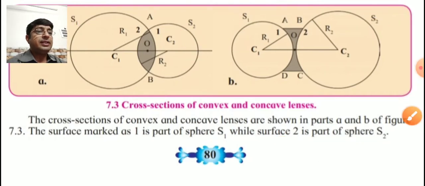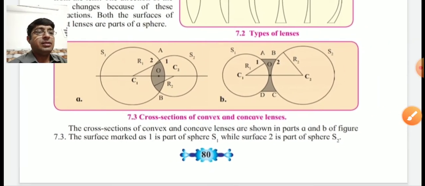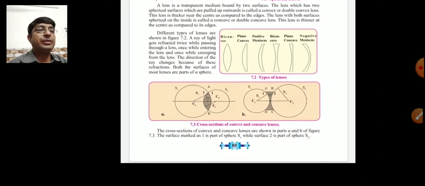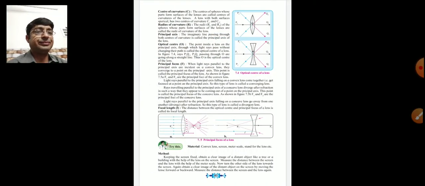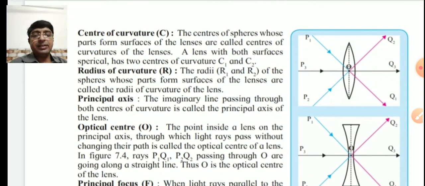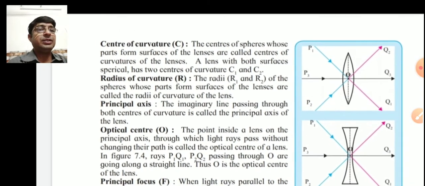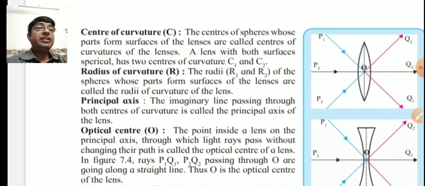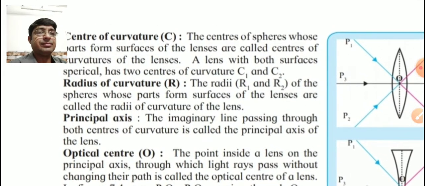So in the case of lenses, both the parts are two sections of the sphere. Next point. Now some basic terms related to the lenses. First point: define the following terms. Center of curvature. So you mark the definition.